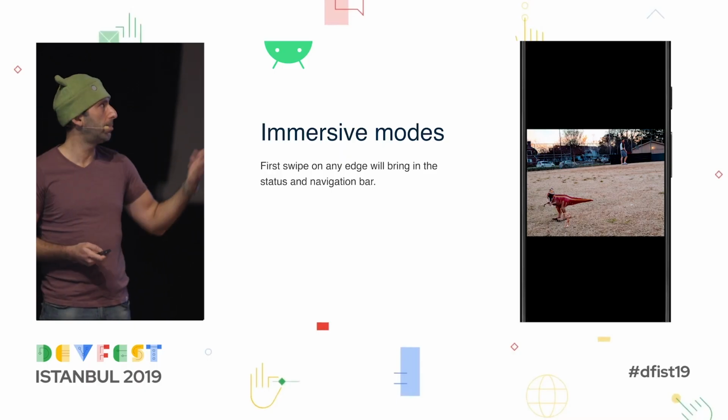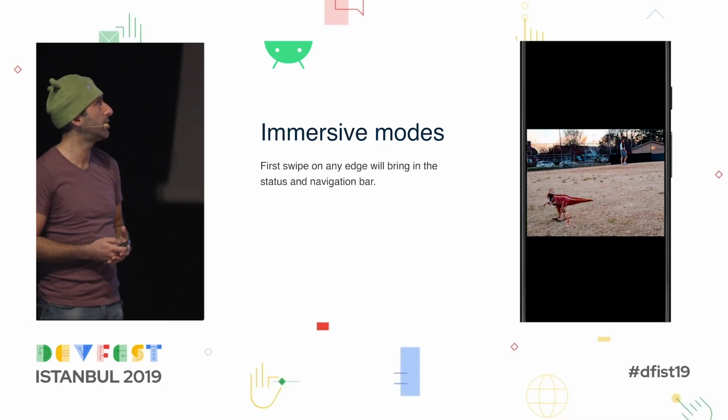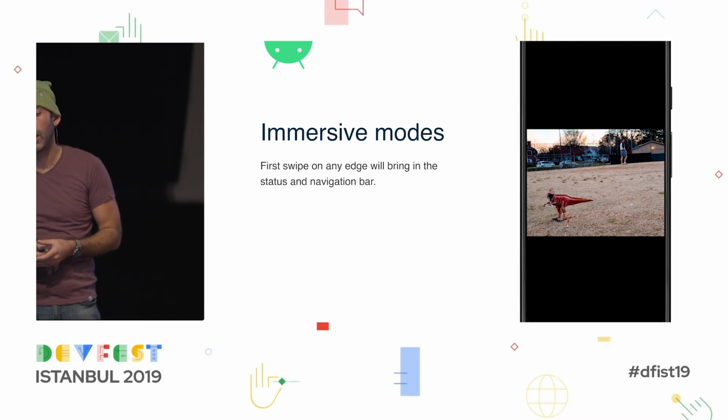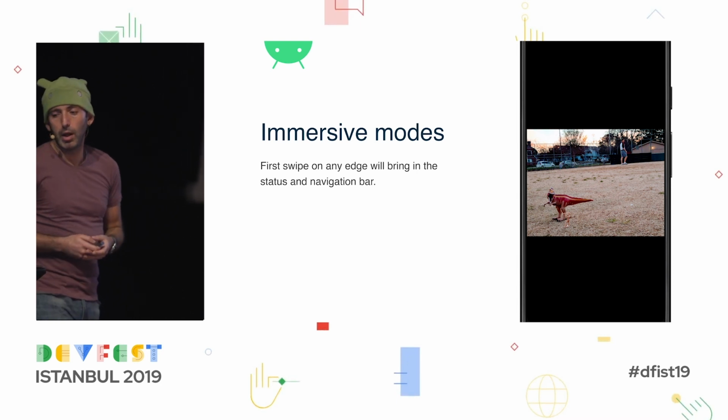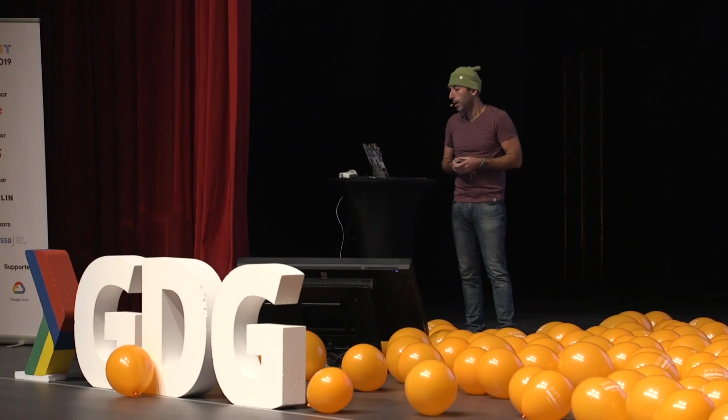And if you're asking what would happen in immersive mode, the first swipe will bring up the system bars, and the second swipe will trigger the gestures. There is also a DevByte I showed about immersive modes, which should be released very soon. So go to the YouTube channel of Android Developers and watch it if you're interested in that.